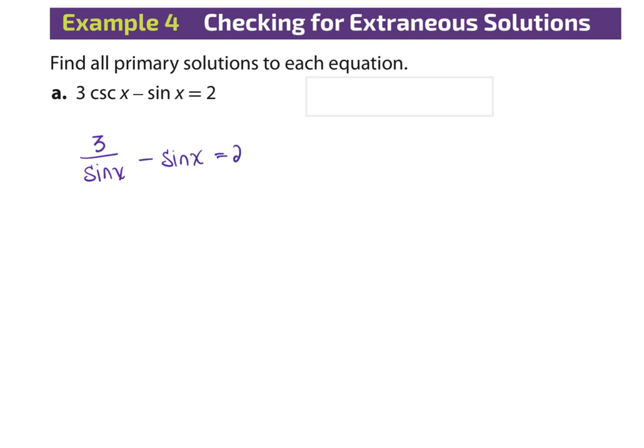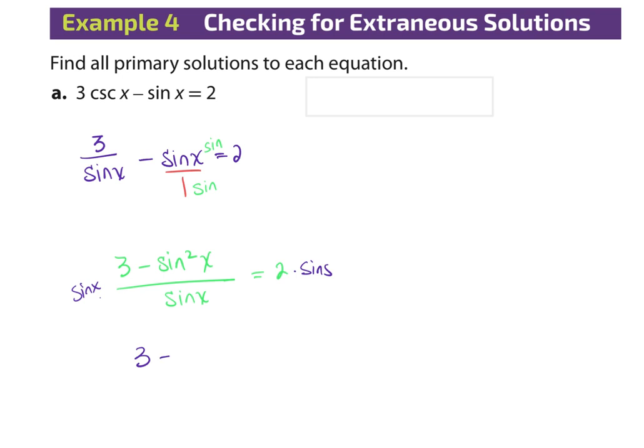Right? Think about this like when we were simplifying. That is sine over 1. So I need a common denominator. What is my common denominator? It's just sine. So I can multiply the top and bottom by sine. So I get 3 minus sine squared of x over the sine of x. I really want to get that denominator out, so I'm just going to multiply both sides by that sine of x.